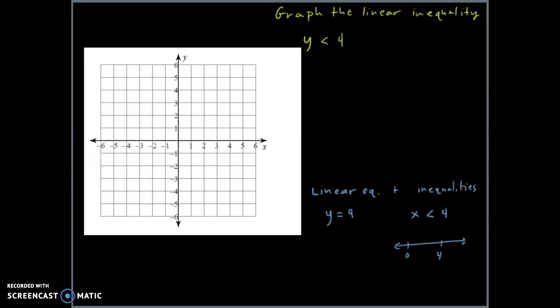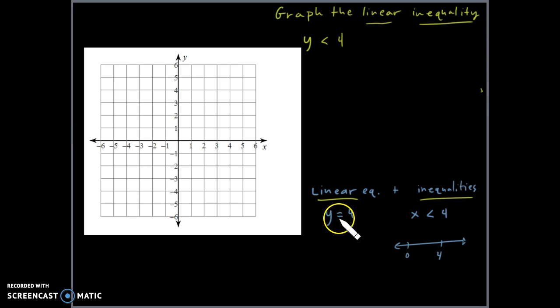Alright, in this example we're going to graph the linear inequality y is less than 4. So we've got these two ideas here, linear and inequality. We know what linear equations are, and we know what inequalities are. So we're taking these two ideas and combining them to create linear inequalities.